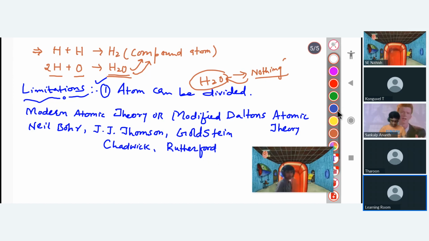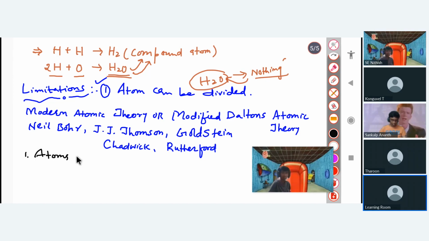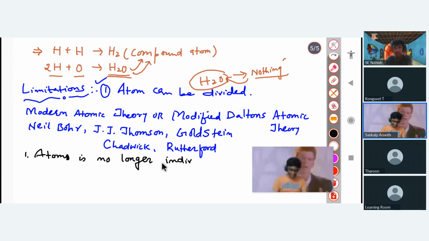So okay, tell me what is the first postulate of this? Sir, atoms can be divided into three subatomic particles, called protons, neutrons, and electrons. And then protons and neutrons can be divided into quarks. So it is just like this, that atom is no longer indivisible. So when was this proposed? Sir, it's not like it's no longer indivisible, sir. It was never indivisible.